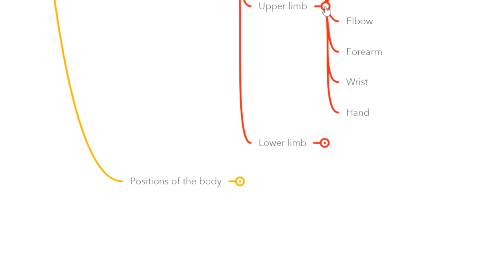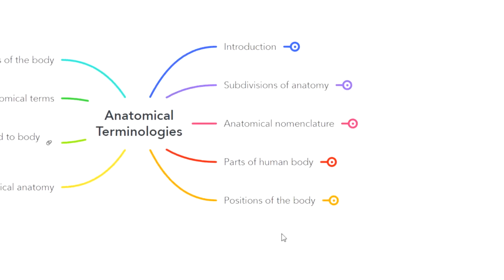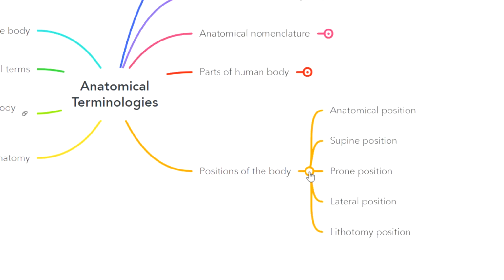Now, as I told you, this is just a recap of all the headings and subheadings. If you need in-depth knowledge or description of these topics, please go back and watch the previous 4 parts. Under positions of the body, we discussed what is anatomical position, what is supine, prone, lateral position and what is lithotomy position.